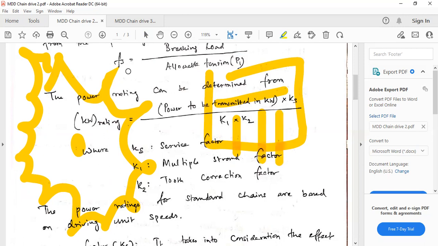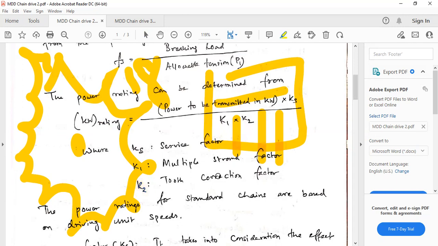But if the number of teeth is 18, 19, or 20, something more than 17, not exactly 17, then the values available in the data book we are not using directly as the power rating. We have to modify this power rating. To modify, we take another factor, and 1 by that factor is multiplied to the whole thing. That means we divide the whole thing by K2.